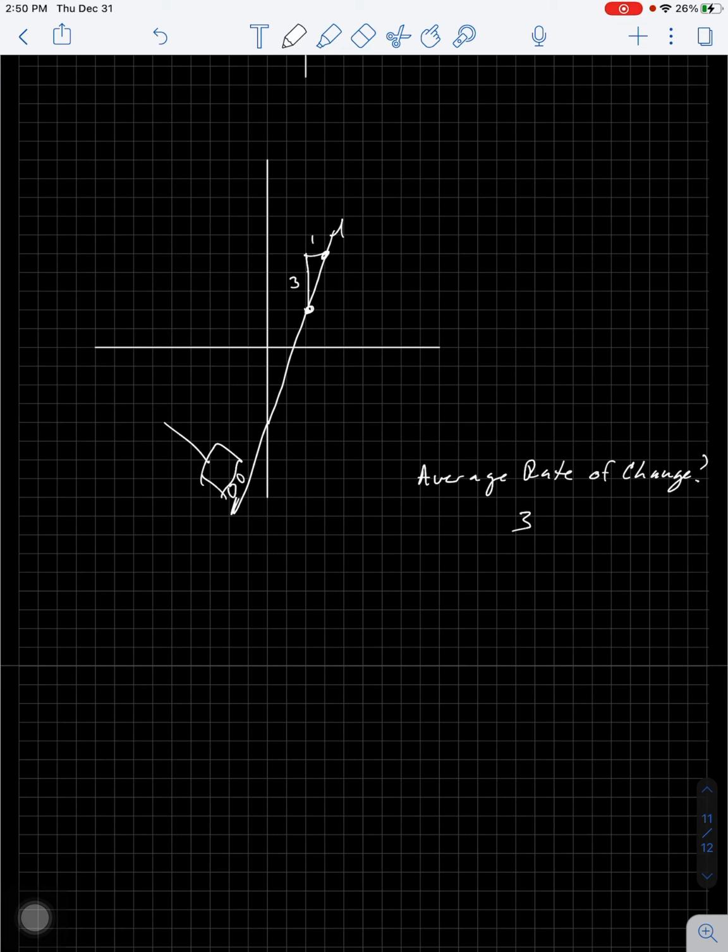Now, roller coaster, get on the left. Are you going up or down? You're going up, so that means it's a positive 3. If you're going down, it's negative.